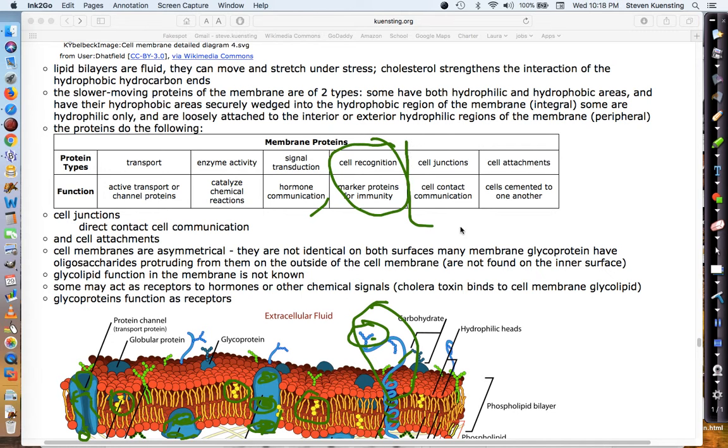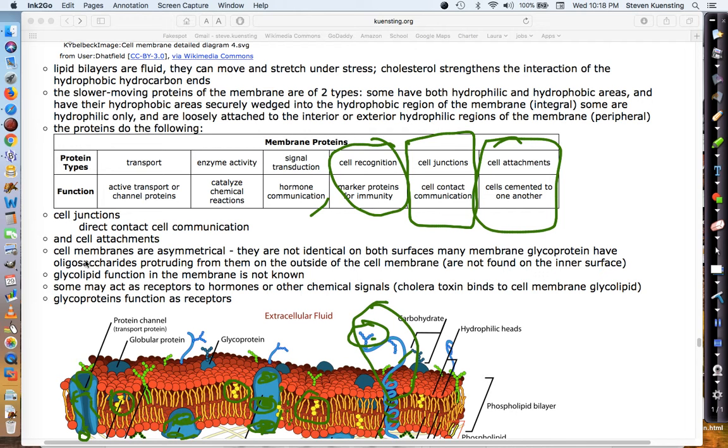Some proteins that are on the surface of a cell membrane are for junctions. They cement one cell to another. And that's for, I'm sorry, cell attachments are those proteins. Cell junctions, like gap junctions in heart cells, are channels which are made by proteins that go between the heart cells for rapid impulse conduction.